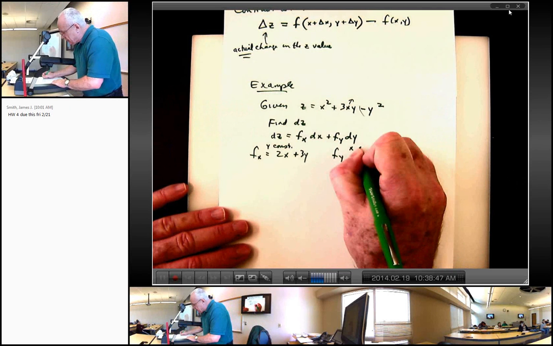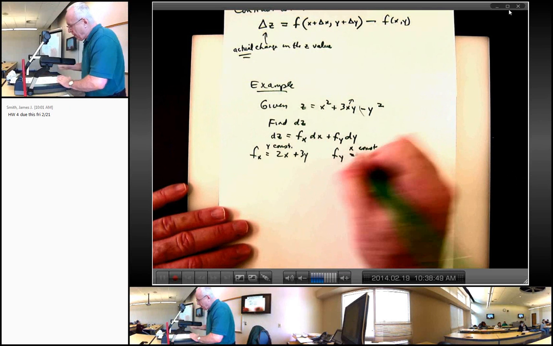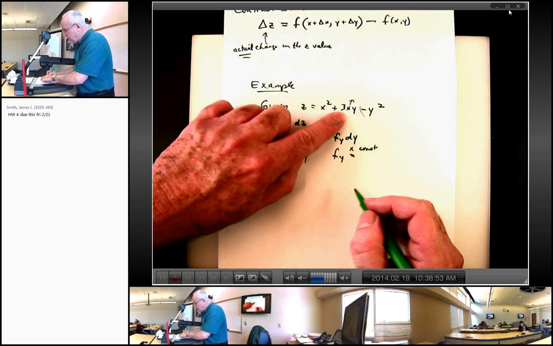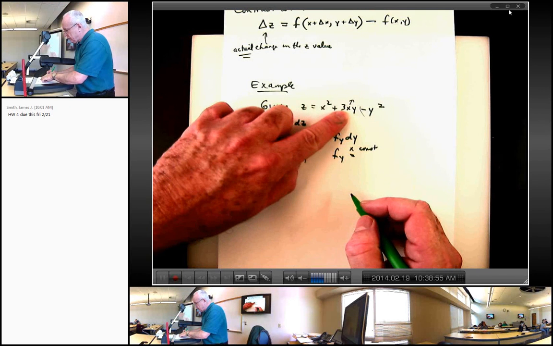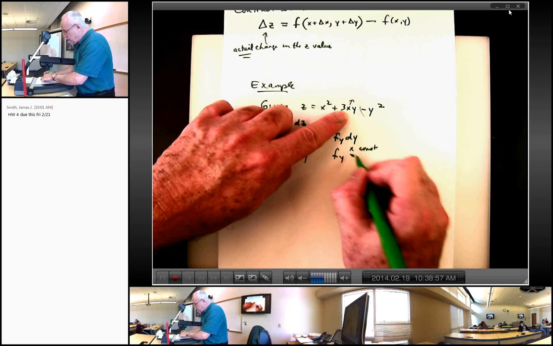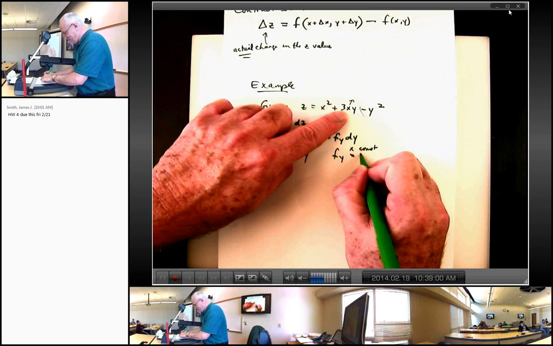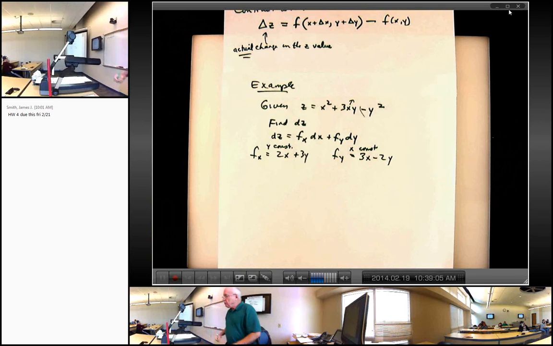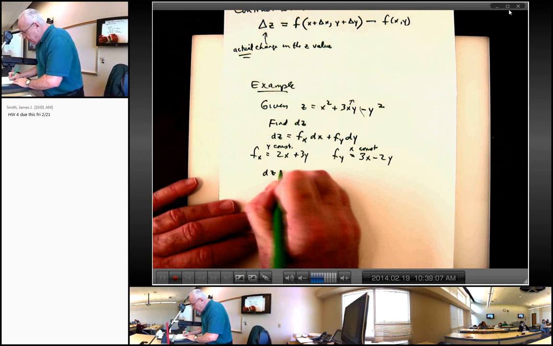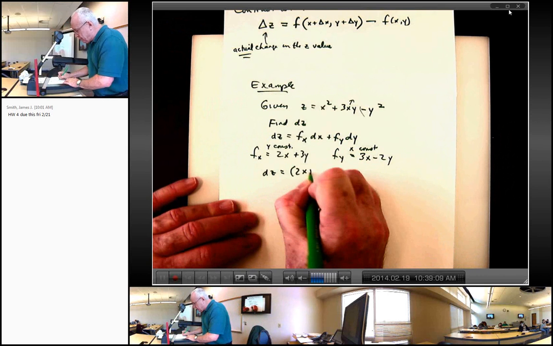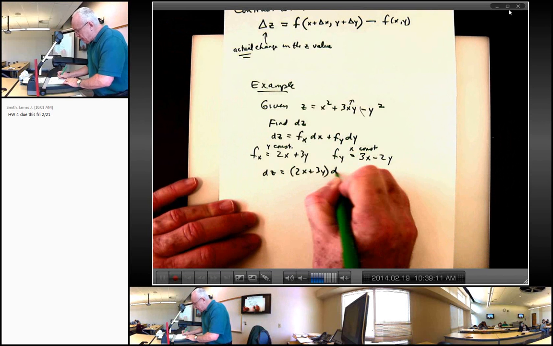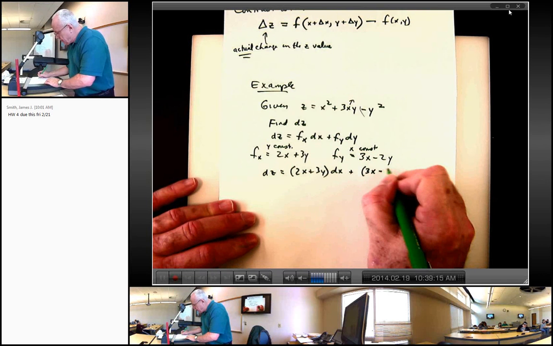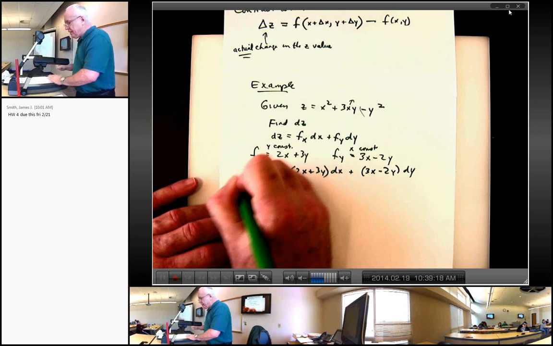x is constant. So what? 3x minus 2y. Exactly. All right. So therefore, dz is equal to (2x plus 3y) times dx plus (3x minus 2y) dy. All right, we've got that part of it.